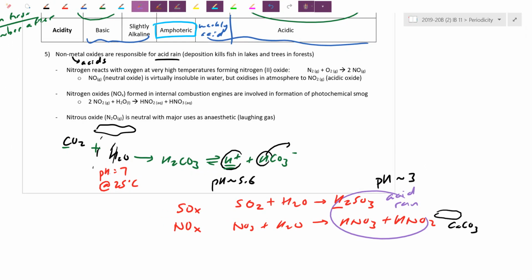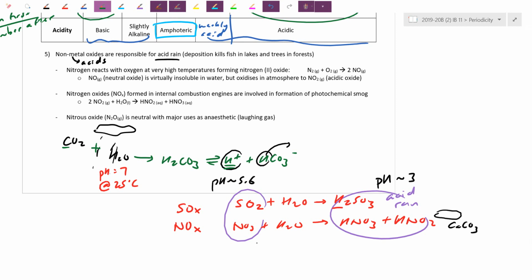A couple things we can do to solve it. I can sort of minimize how much SOx and NOx I'm actually throwing into the air. I can try to capture it before it escapes, or I can try to sort of solidify it out, precipitate it off before it ends up becoming gas and interacting with the water.